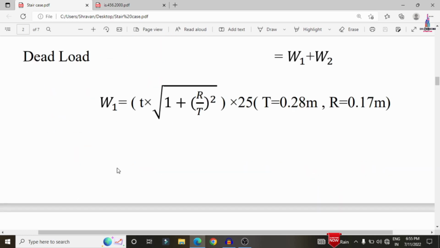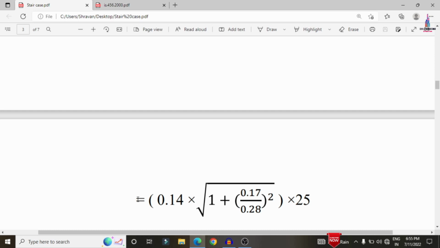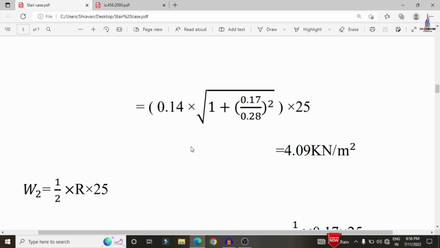So here the thickness of the slab is assumed as 140 mm. So 0.14 into square root of 1 plus (0.17 divided by 0.28) whole square into 25, so that we get the value of W1 as 4.09 kilonewton per meter square.